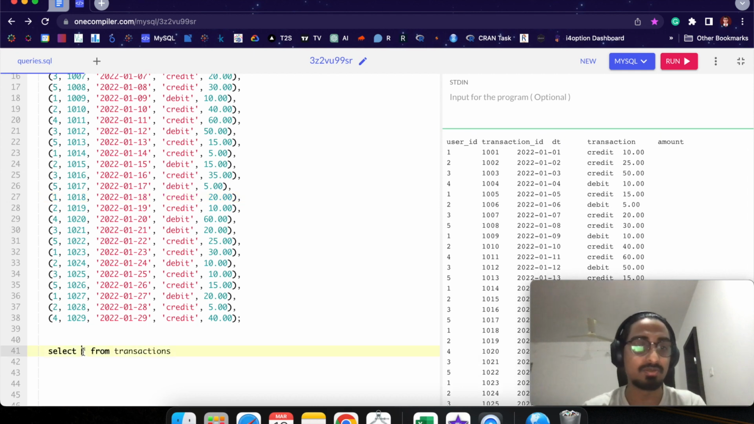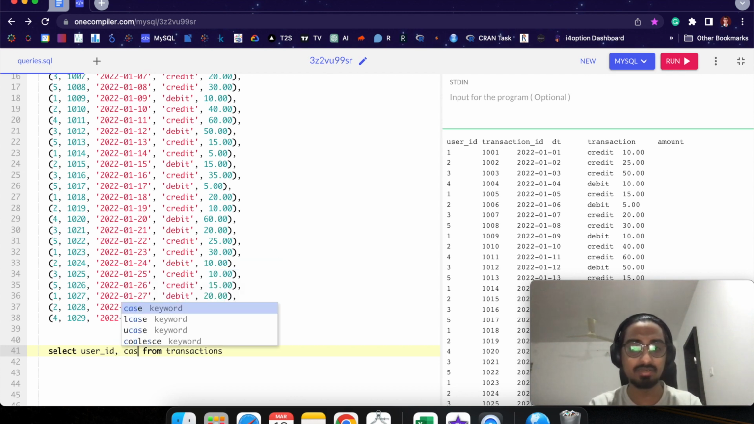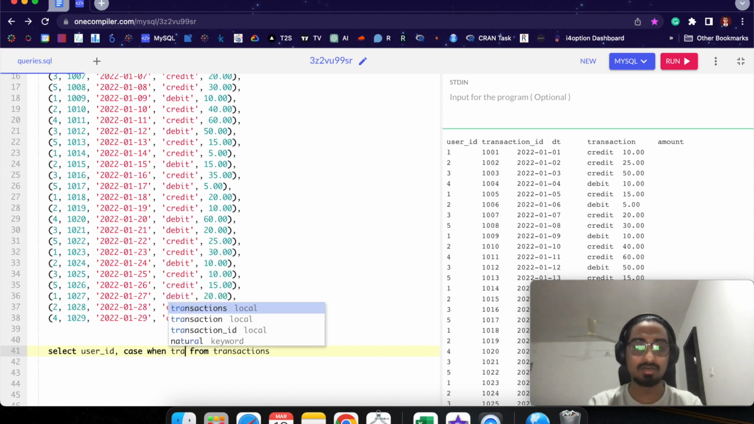Let's write the query. So pivoting essentially is a method where a variable or a metric is grouped by, and the rest of them are aggregated. So here we're going to group it by the user ID, and let's write down a case statement. Case when transaction equals credit, then amount, and let's sum this up.